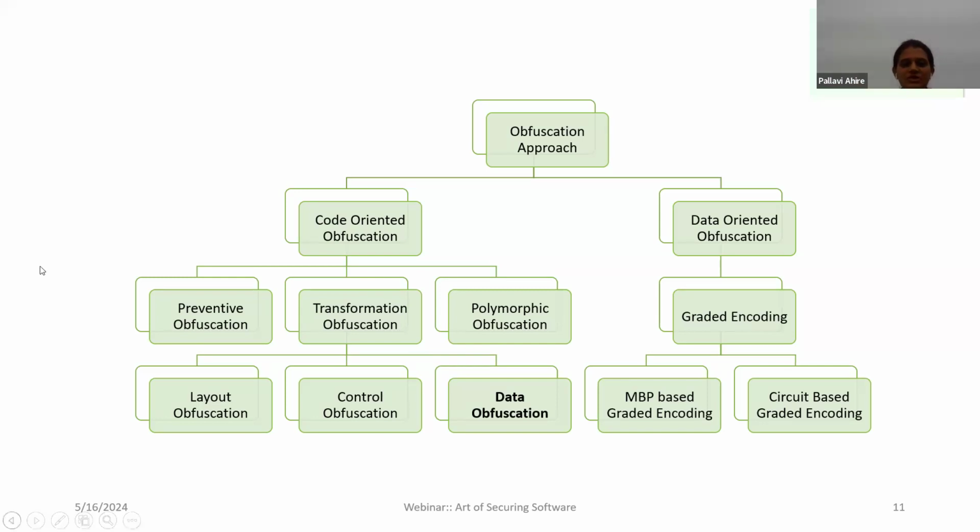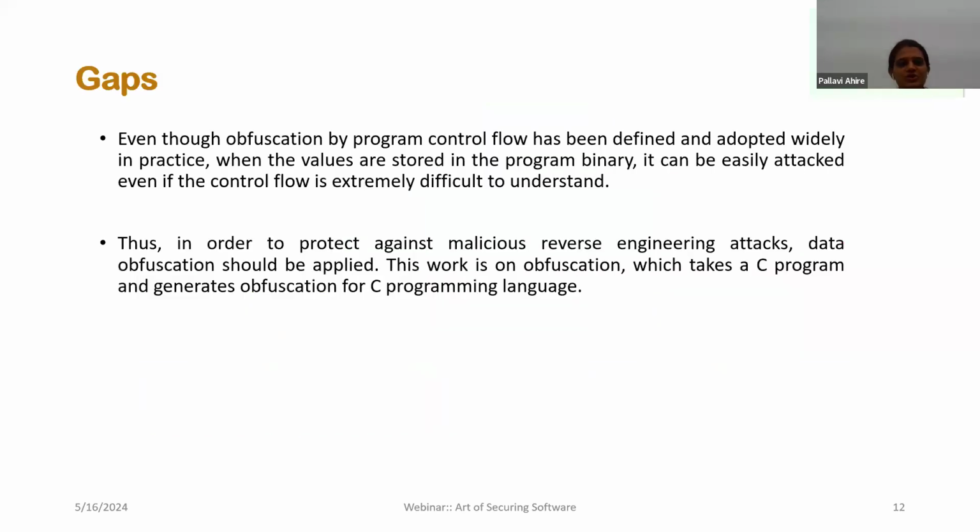So we have to actually target the transformation obfuscation, which is in the middle. And transformation obfuscation is also divided into layout, control, and data. Out of that, we will be concentrating on data obfuscation, in which we will try to change the logic of the source code and still get exactly the same output as the original one.